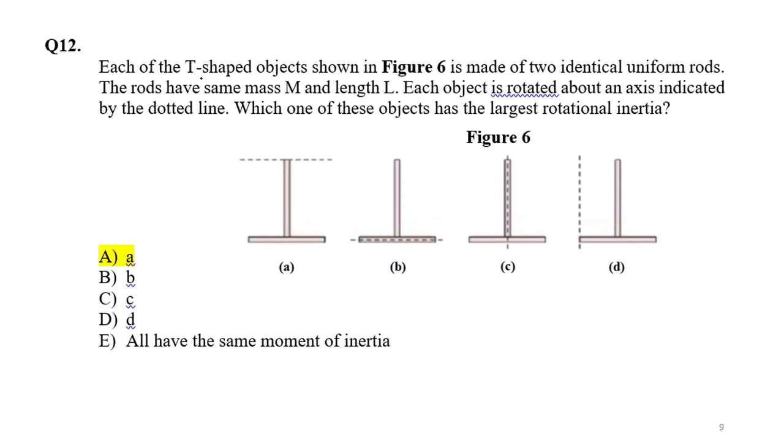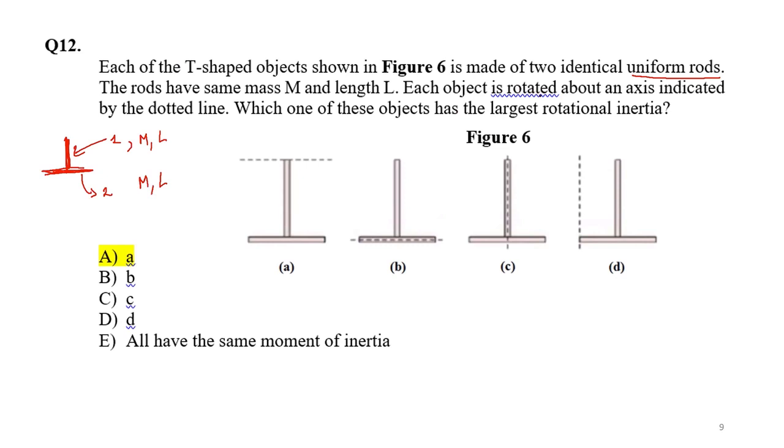Here I have T-shaped objects. Each of these T-shaped objects shown in the figure below is made of two identical uniform rods. Again, a rod is one-dimensional, and uniform means the center of mass is right in the middle. So the rods have the same mass and the same length. Each of them has this shape, an inverted T, let's say. This rod here I will call 1, and this rod here I will call 2. Each has the same mass and the same length, so the total mass is 2m.